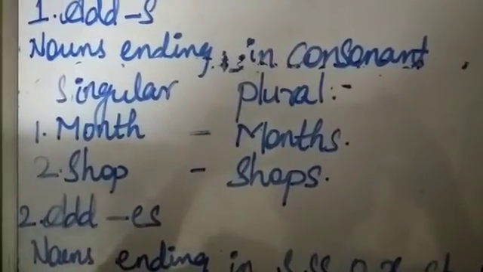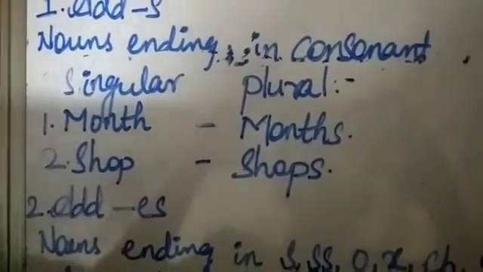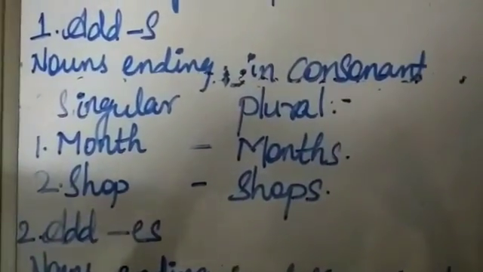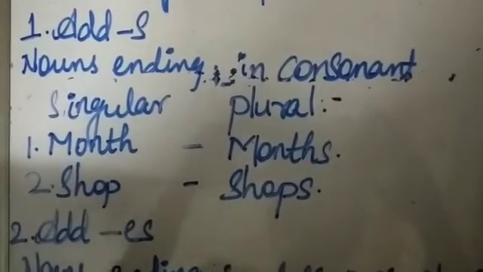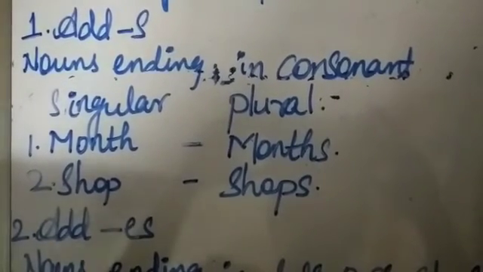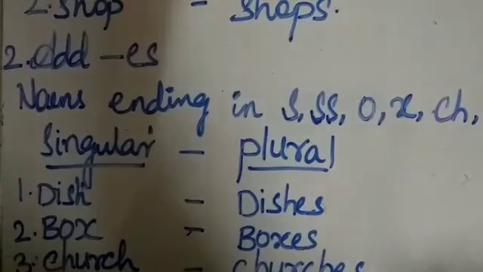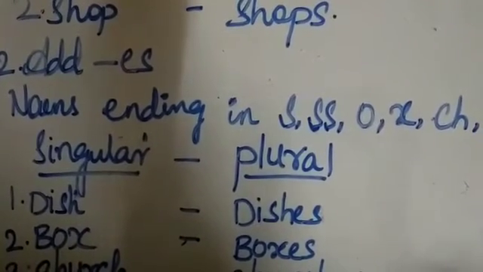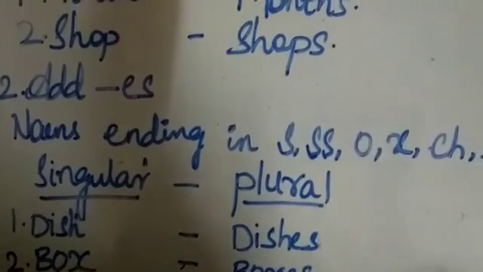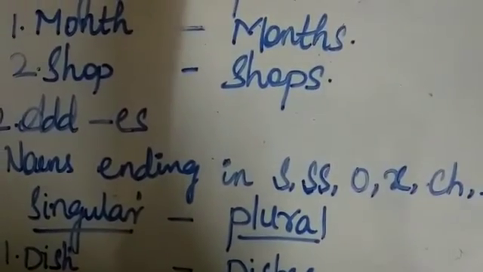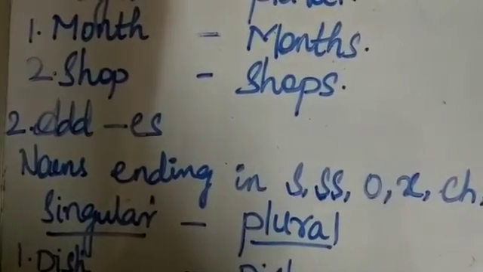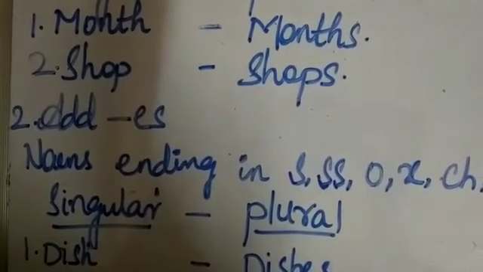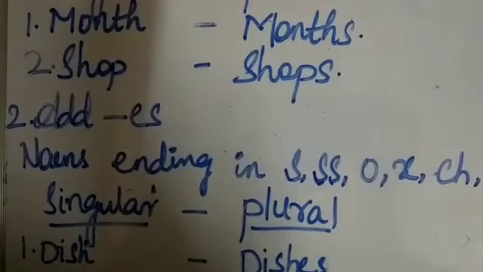Second example, that is shop. S-H-O-P, shop. Plural is shops. S-H-O-P-S, shops. Now the next topic is to add ES. For better understanding, you do one thing, just write at least 5 examples based on each structure so that you will understand clearly.